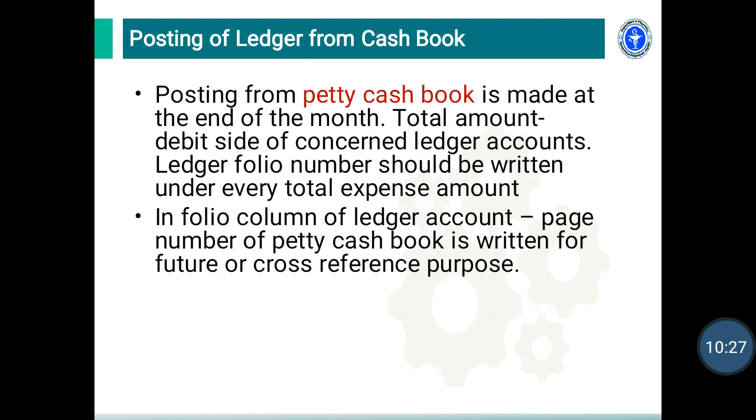The next, posting from the petty cash book is made at the end of the month, and the total amount is written on the debit side of the concerned ledger account. The ledger folio number should be written under every total expense amount. And the last one is, in the folio column of the ledger account, the page number of the petty cash book is written for future or cross reference purposes. So these are some rules for posting of ledger from the cash book.